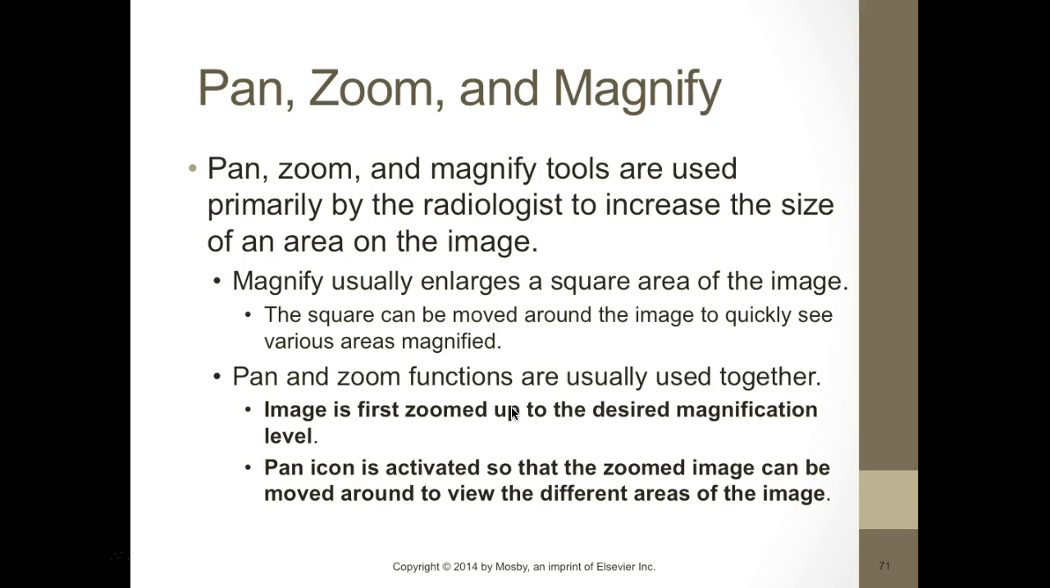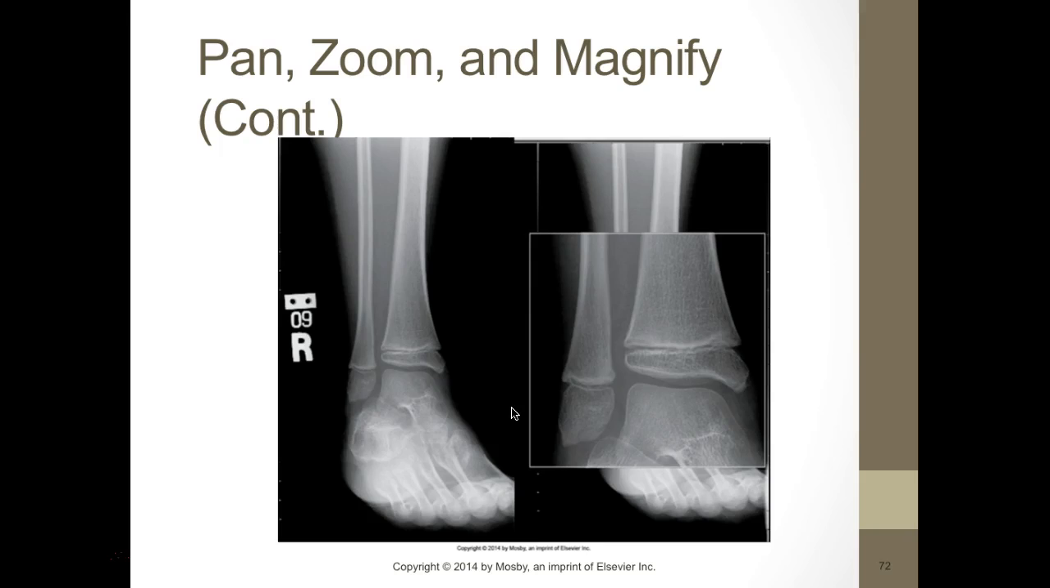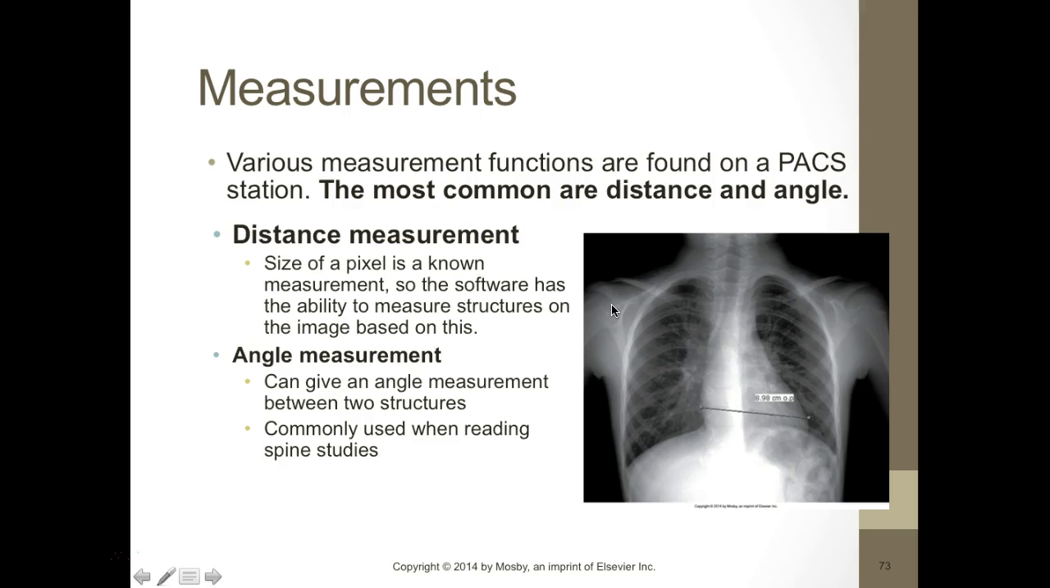So pan and zoom functions are usually used together. The image is first zoomed up to the desired magnification, then you can pan so you can see all around the different areas. So here's a good example of the magnified area right here, and then you can move this up and down to look at the growth plates there.